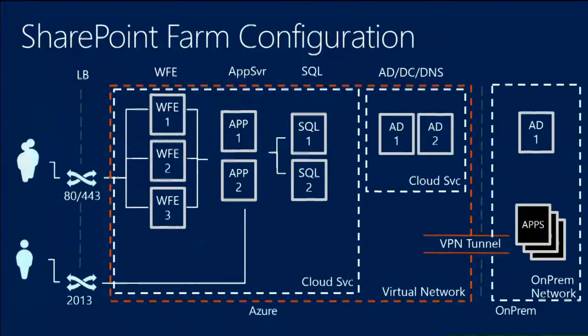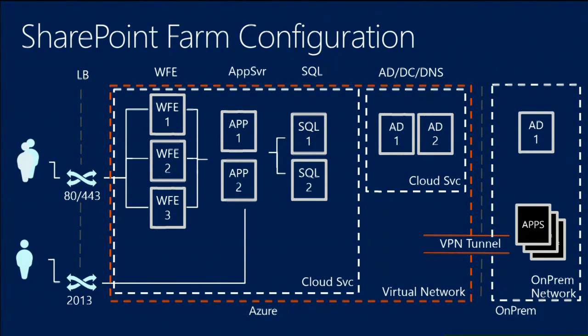This is the small farm architecture that was described in the PLA that they tested. You can see that basically you had 3 web front ends, 2 app servers, 2 SQL servers, 2 AD, and they were testing over hybrid connectivity.